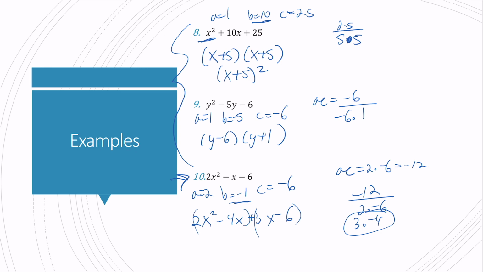The greatest common factor of my first pair is 2x. The greatest common factor of my second pair is 3. I collect my greatest common factors and what they left behind.